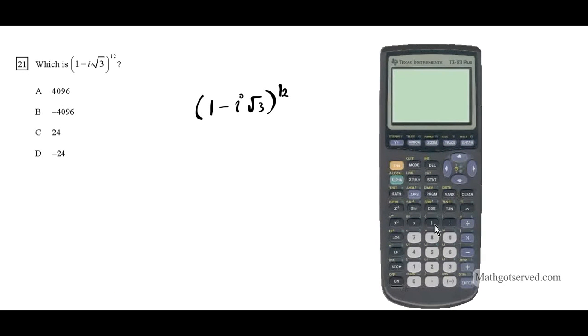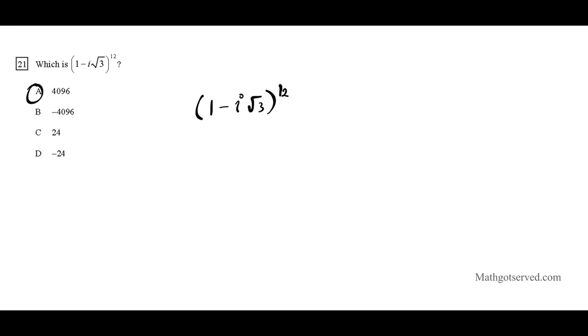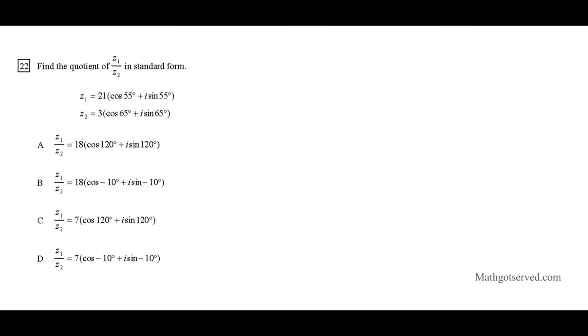To do this with a calculator, we can just go parentheses 1 minus i root 3 raised to the 12th power. Yeah, and you can see that it's 4096. Okay. All right, so our answer is going to be option letter A. So this is equal to 4096. All right, let's move on to the next question, question 22.